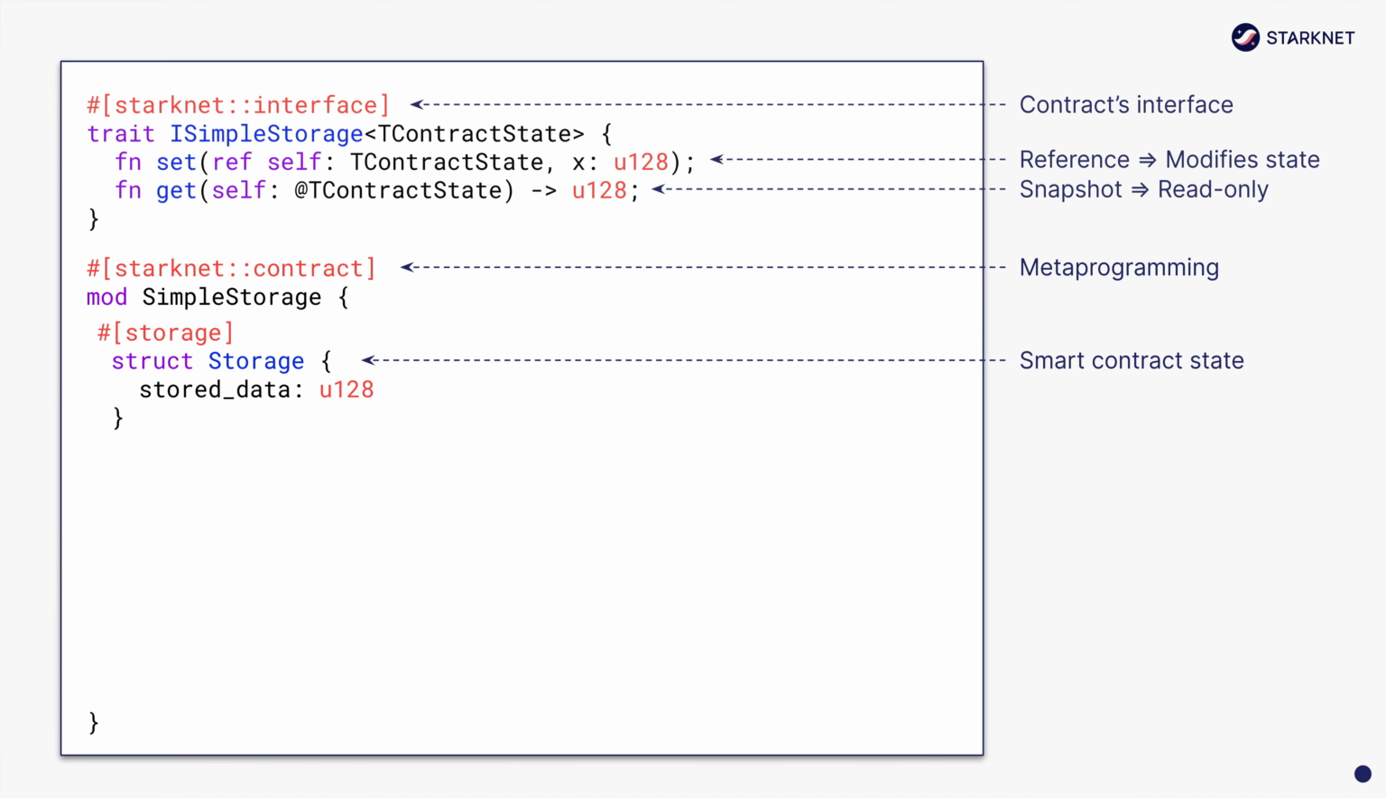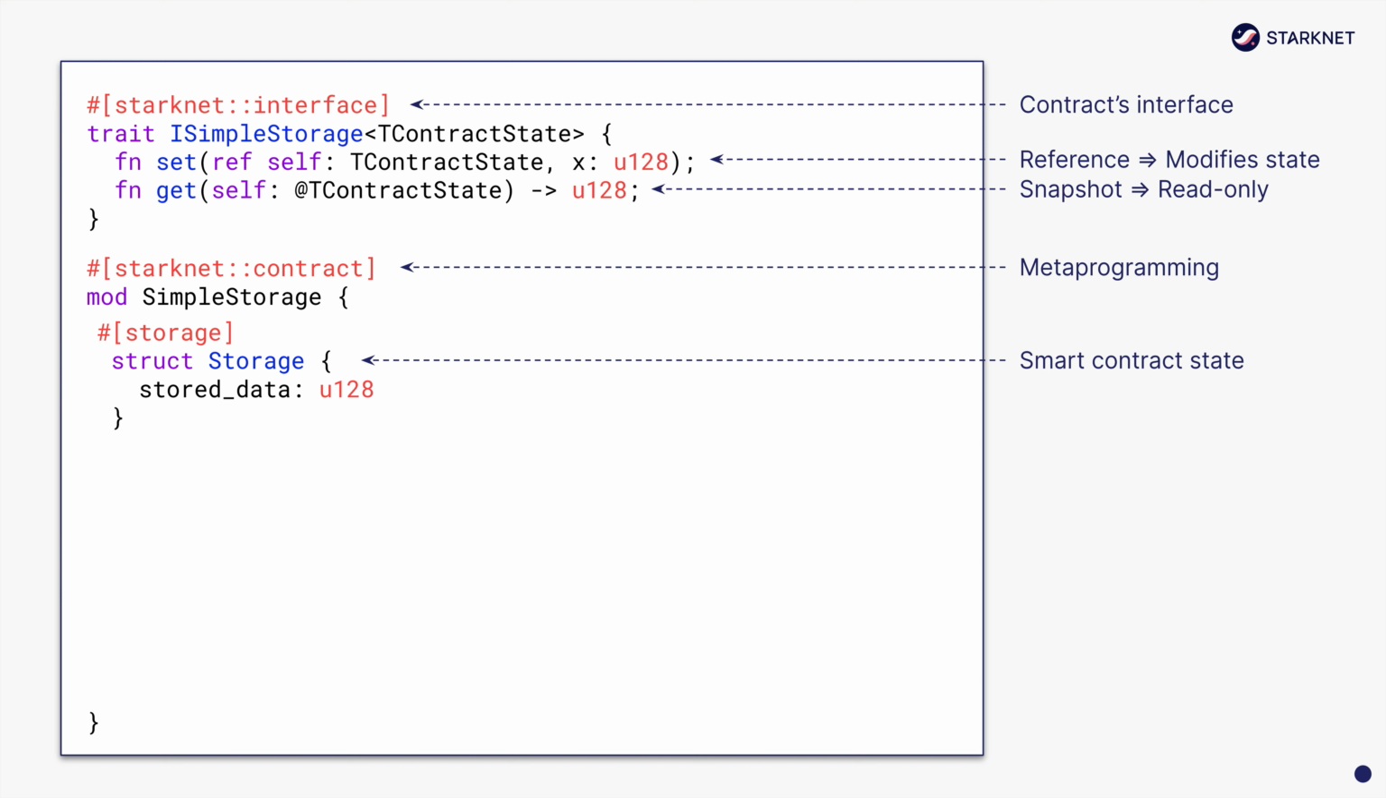The public interface of a smart contract is defined using a trait with a generic type. When implemented, the generic type is replaced by the concrete type of the smart contract storage, and it can have any name. In this example, the generic type is called TContractState, but it could have been just T. It's a matter of taste. Each method within the trait that defines the public interface expects to be passed the smart contract state.